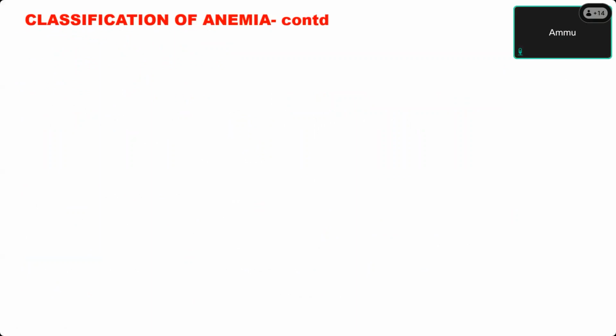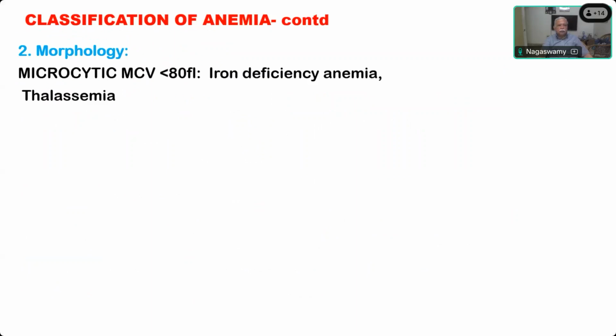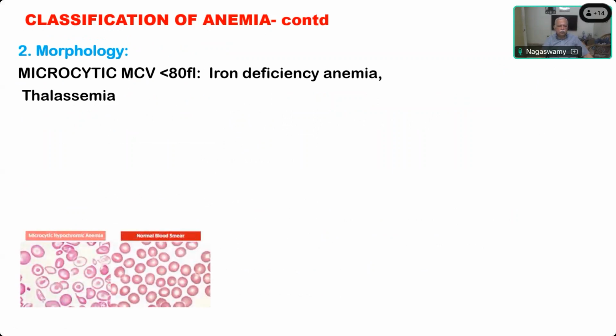It's from the quantity of the hemoglobin. Second is the morphology of red cells. It can be microcytic when the mean corpuscular volume is less than, what is that fL standing for? Femtoliters. Very good. And conditions are iron deficiency anemia and thalassemia. In these two conditions, the RBCs are very small and their iron content is also low.